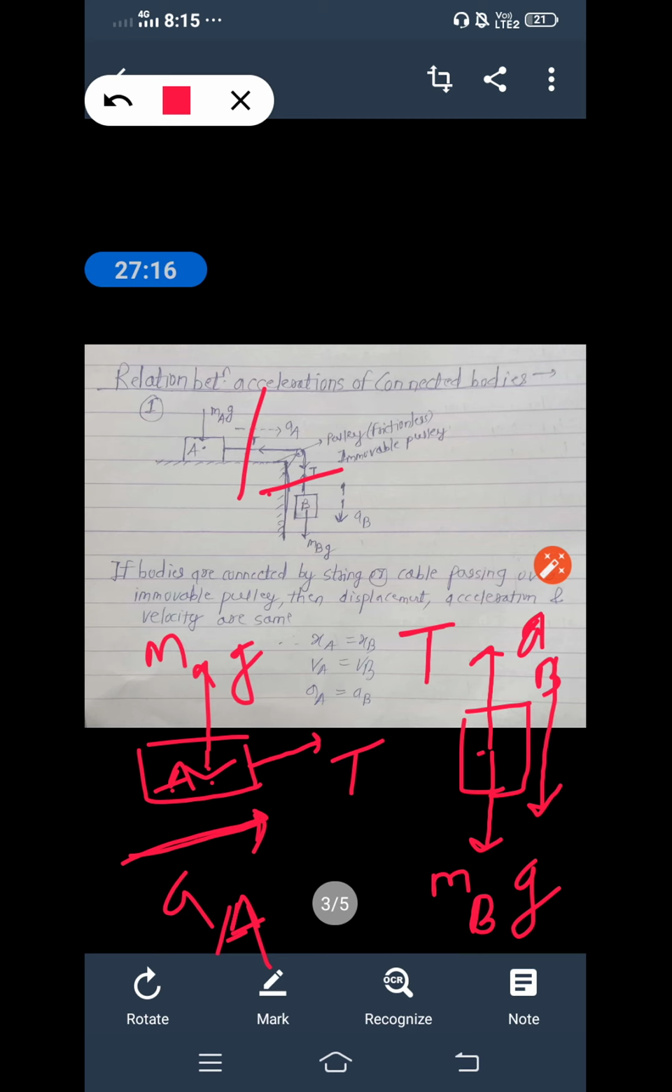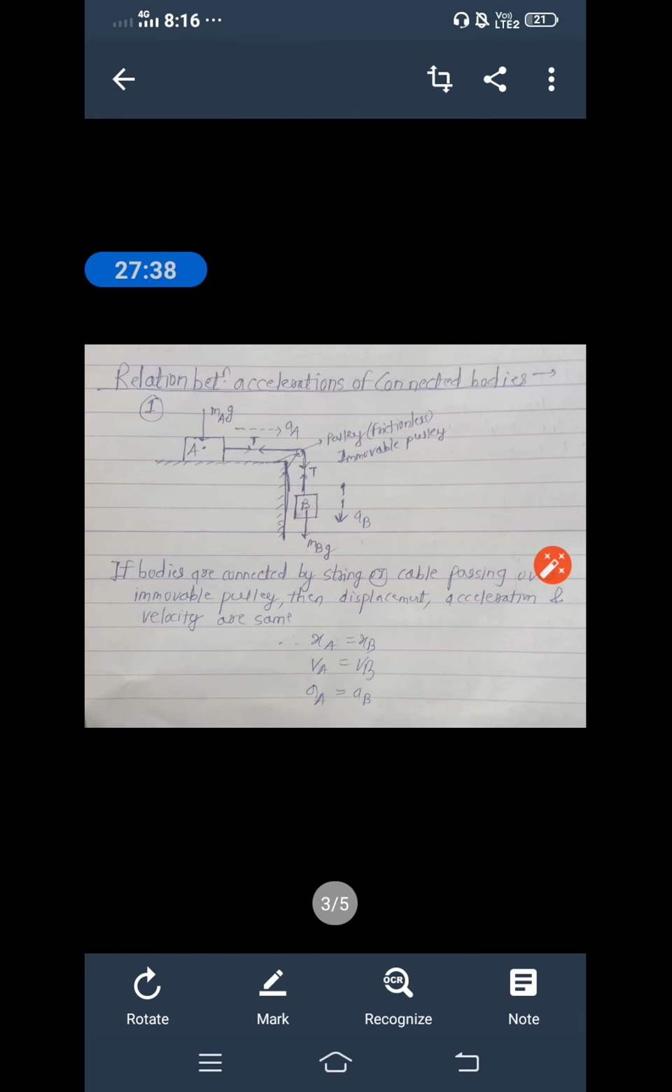And here, why do we take both T as equal? Because our pulley is frictionless as well as immovable, meaning whatever tension is developed in this string is exactly equal to the tension in the second string. So this is the situation.